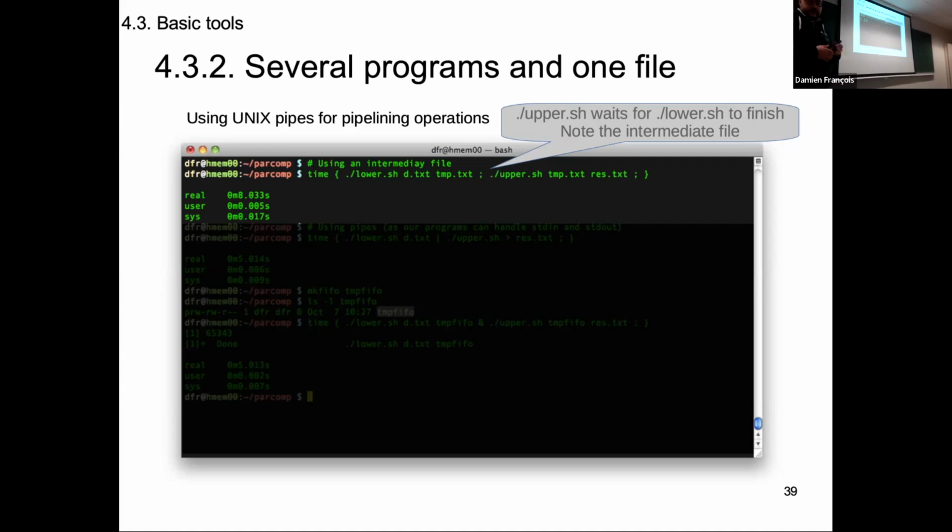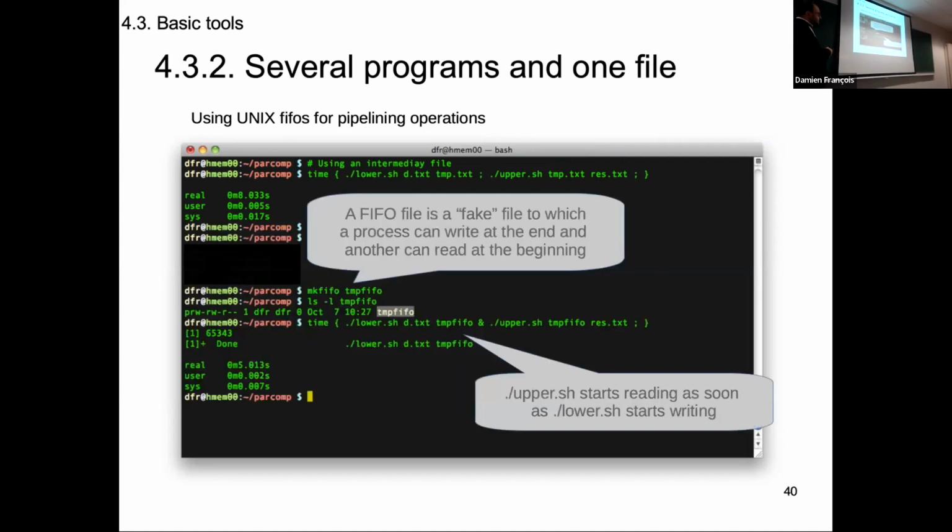The nice thing is that in Bash and Linux, you can create special files called FIFO, first in, first out, with this mkfifo command here. So I created a file in advance, and this file will be the temporary file to which the first program writes and from which the second program reads.